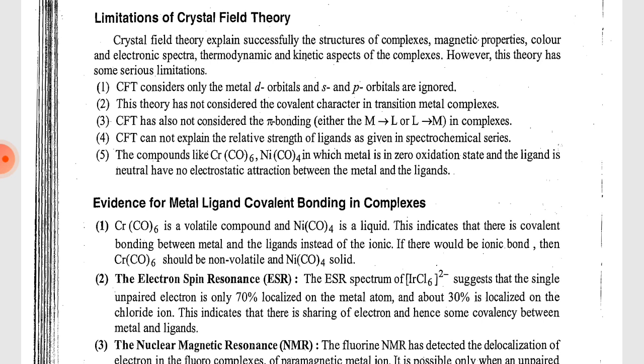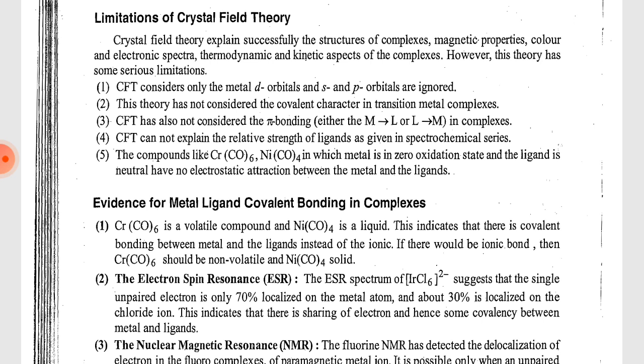First, CFT considers only the metal d orbital, and s and p orbitals are ignored. Second, this theory has not considered the covalent character in transition metal complex. Third, CFT has also not considered pi bonding, either the M giving electron to L or L giving electron to M in complex. Fourth, CFT cannot explain the relative strength of ligand as given in the spectrochemical series.